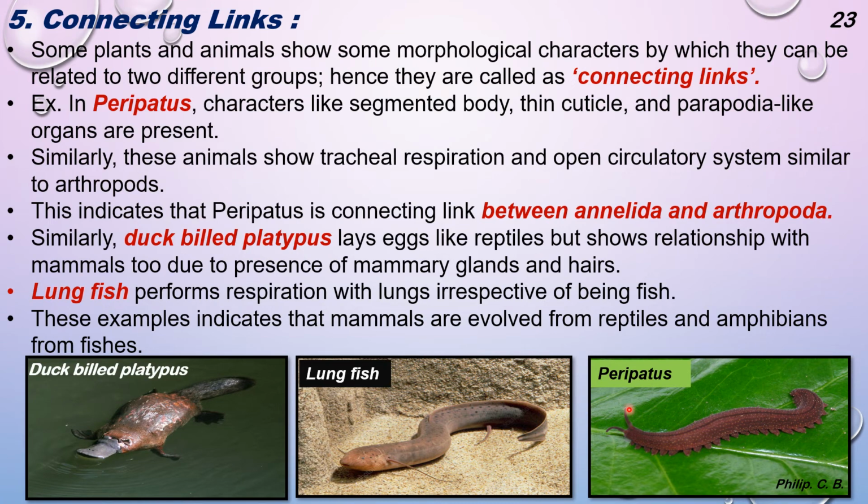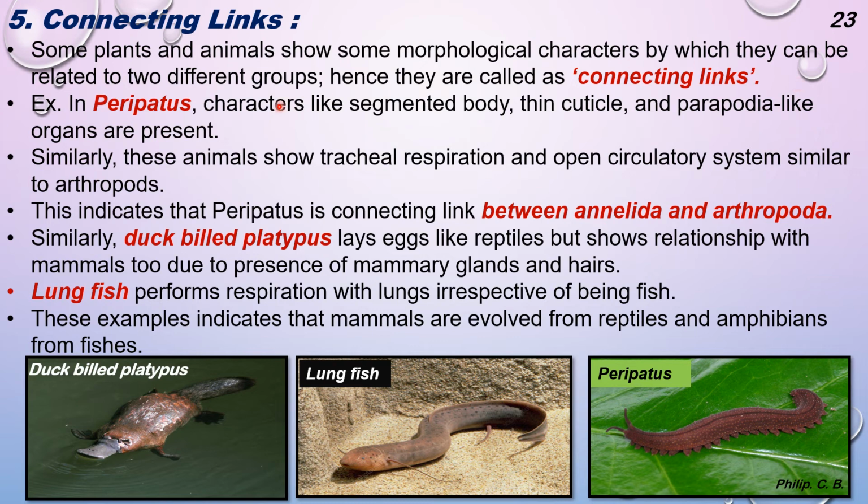Now, the fifth one is what? Connecting link. How one phylum connects to another, or one class to others. Three examples are given in the textbook: duck-billed platypus, lungfish, peripatus. And students, I added the animation images of these species, how they move around, in the next slide. Some plants and animals show some morphological characters by which they can be related to two different groups. Hence, they are called connecting links, which helps to connect or understand the relationship between one phylum and the other phylum, like in the case of reptilia and amphibia or reptilia and aves, right?